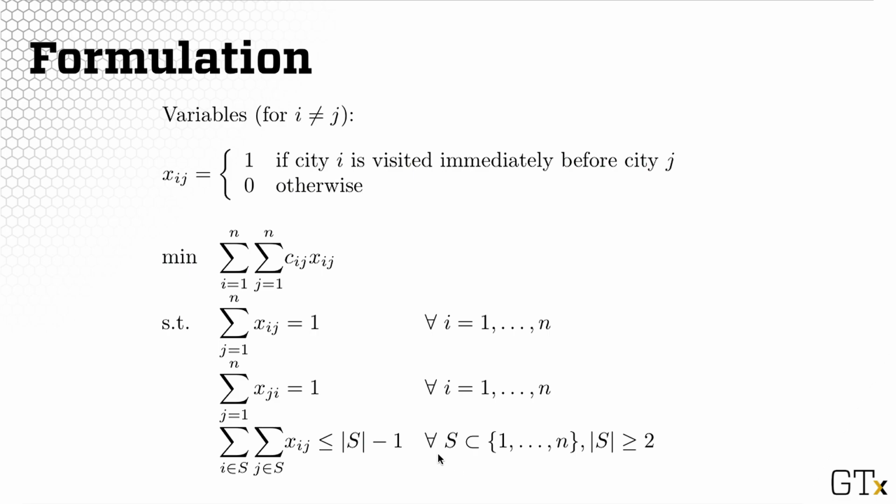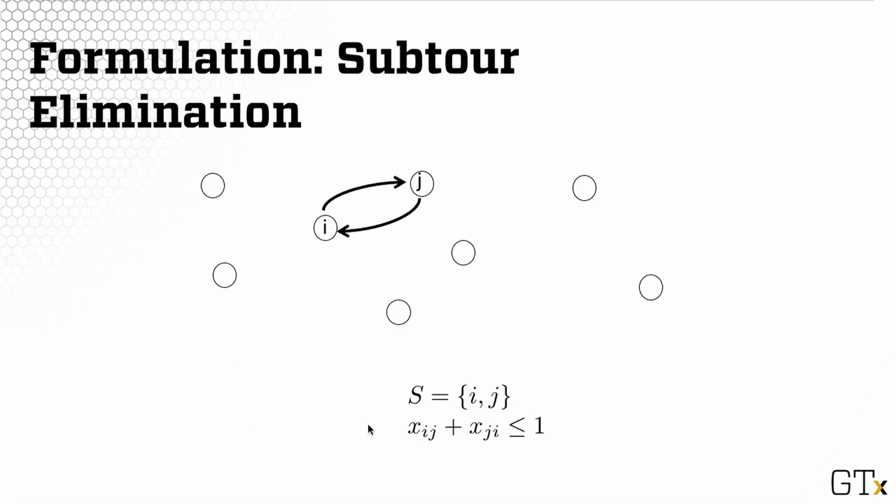What does it tell us? Let's read this off. It says for all subsets S of the cities of size greater than or equal to 2, the number of variables that I choose that go from i to j should be at most the cardinality of the set minus 1. What does that mean? Let's see why we have this constraint. Suppose we have two cities, so S is i and j.